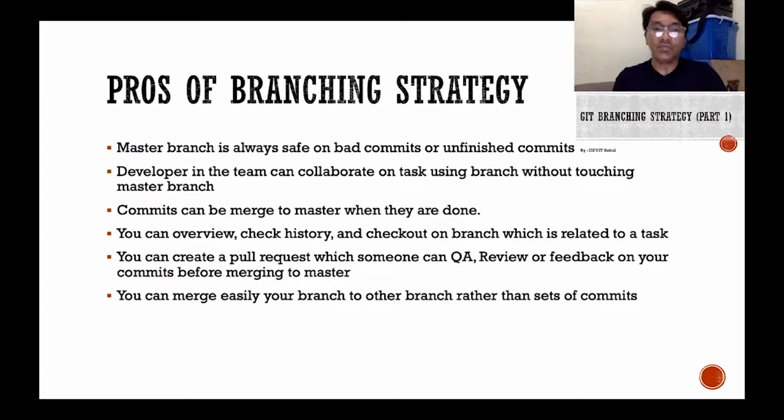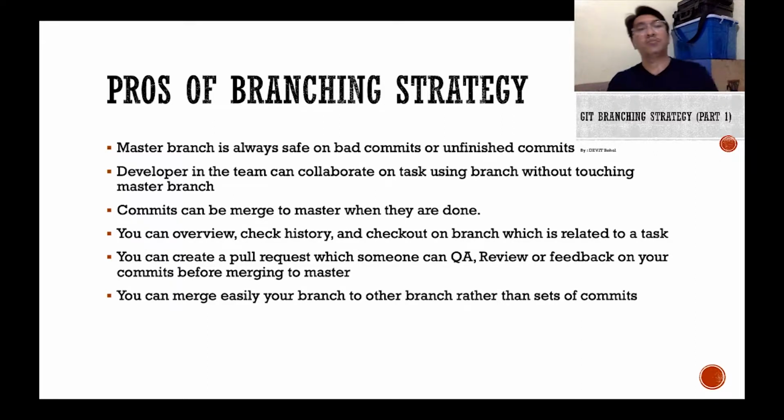Okay. You can easily merge your branch to another branch rather than sets of commits. So if you have a branch for your task, you can easily merge it to another branch on a certain environment, let's say develop or staging branch, as well as the master branch that uses the live server. Okay, so these are the pros. There are a lot of pros to a branching strategy, but these are the most common and the most important.